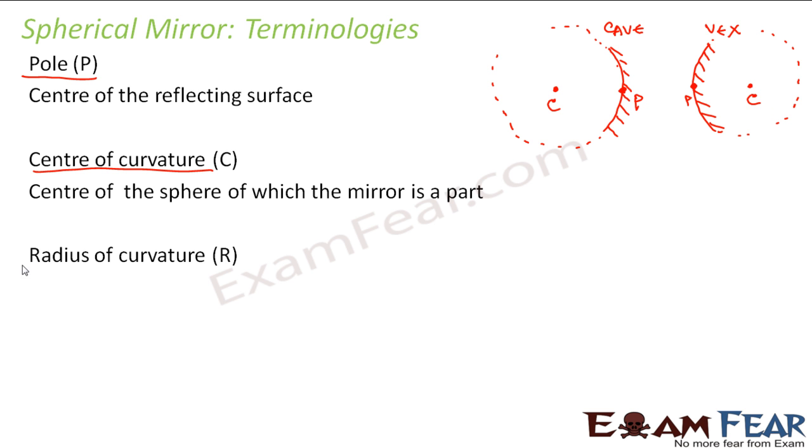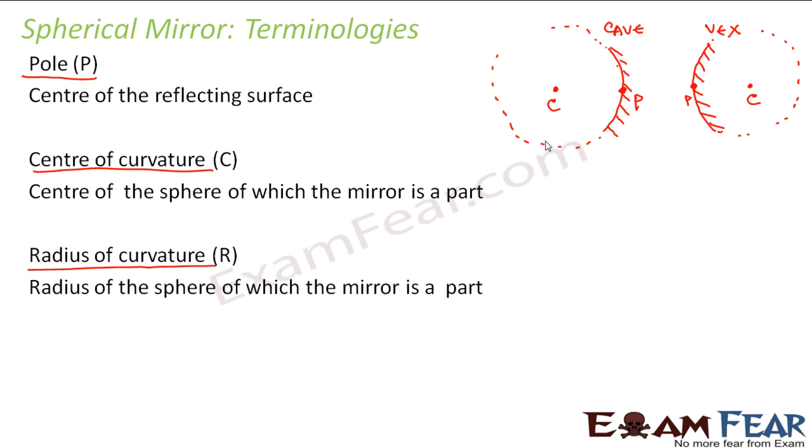Next we have radius of curvature. Whenever it is center of curvature, it is talking about the center of the sphere. Similarly, radius of curvature is talking about the radius of the sphere of which the mirror is a part. So this is the radius of the sphere, and similarly, this is the radius of the sphere. This is known as radius of curvature. This is also known as radius of curvature.